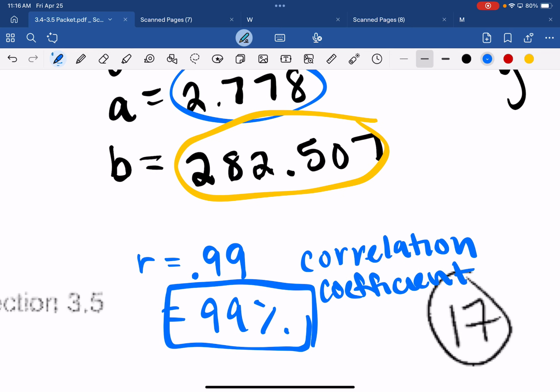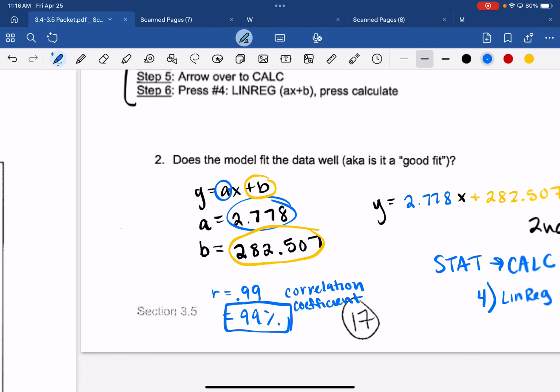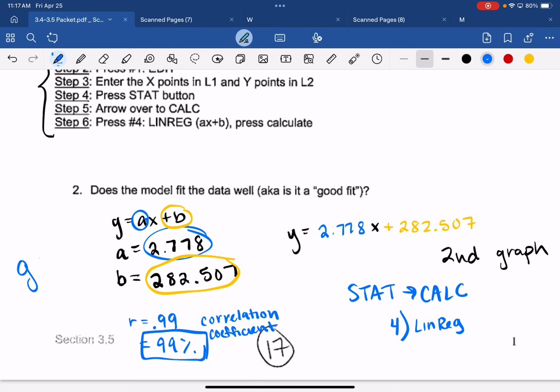If we have a correlation coefficient that's in the 90s, we say it's a good fit or a strong fit. Okay? Good fit. So that number right there, we're not just guessing, we're not just saying, oh, it's good, that seems right. We got to find that correlation coefficient.